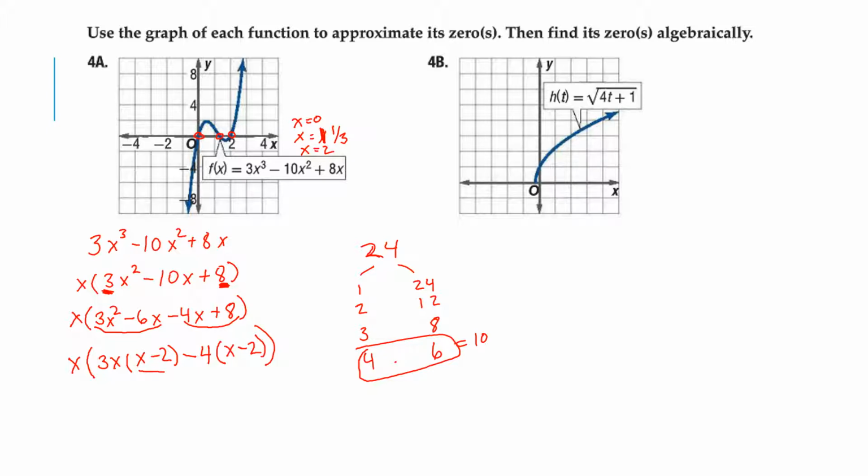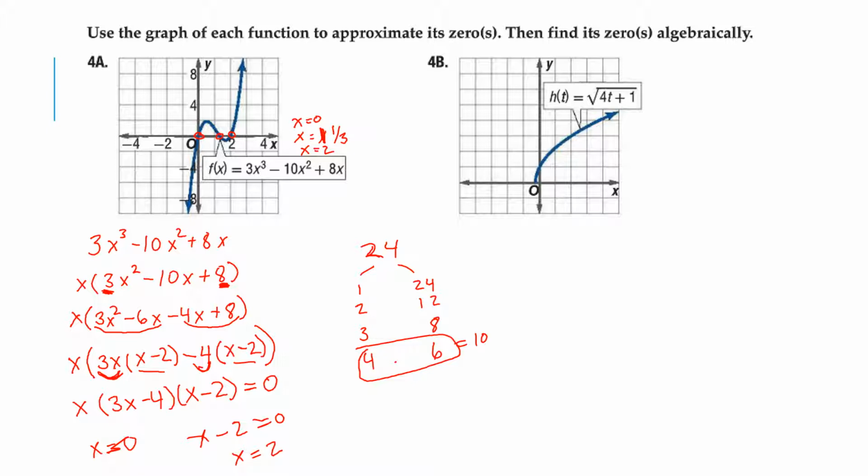Now, these match, so I can pull these factors together now, and I get x times 3x minus 4 times x minus 2, and then this all has to equal 0 for this to be true. Well, I can look at this and I can say, well, then x equals 0. Ooh, it jumped on me. x minus 2 equals 0. That means x equals 2.